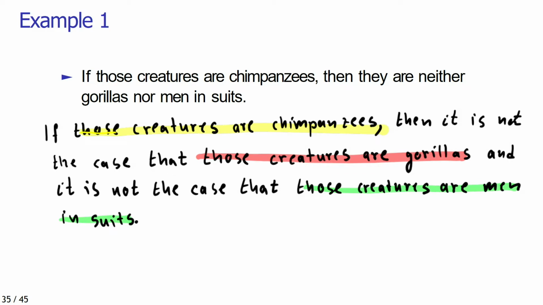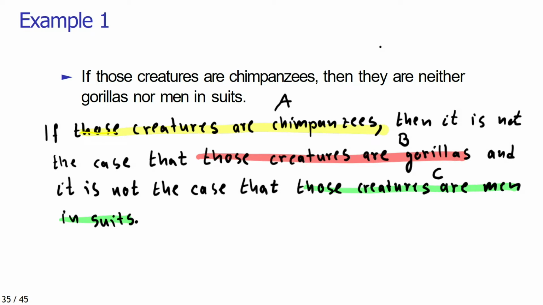Next, we are going to introduce a symbolization key that tells us which atomic sentences are represented by which capital letters. So I'm going to stipulate the following. The capital letter A is going to represent the sentence, those creatures are chimpanzees. The capital letter B is going to represent the sentence, those creatures are gorillas. And the capital letter C is going to represent the sentence, those creatures are men in suits. Okay, now we have a symbolization key.